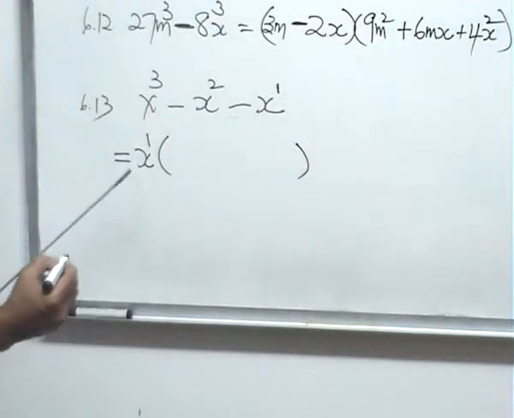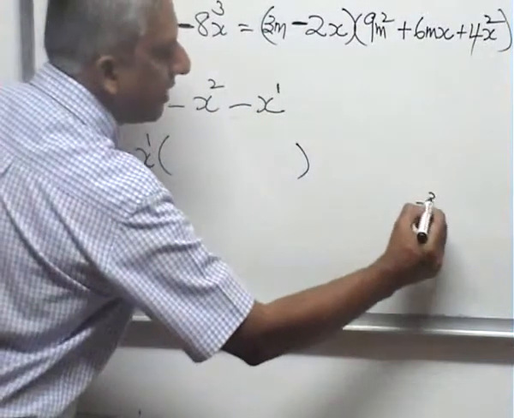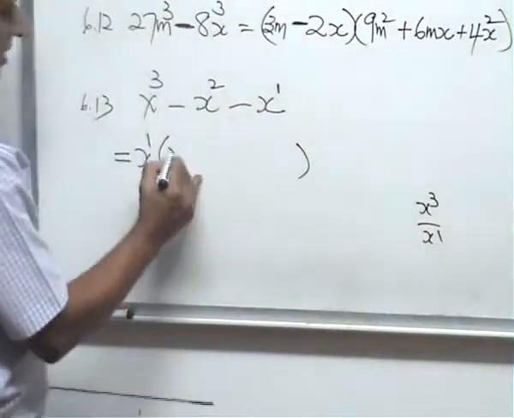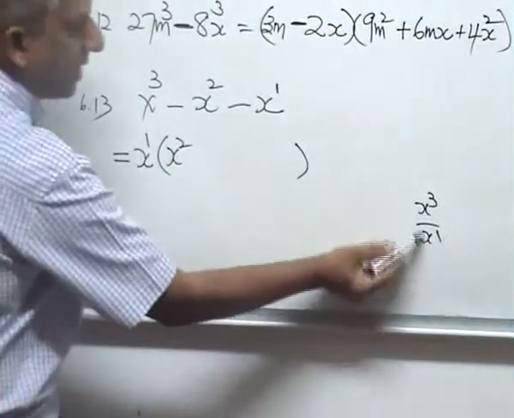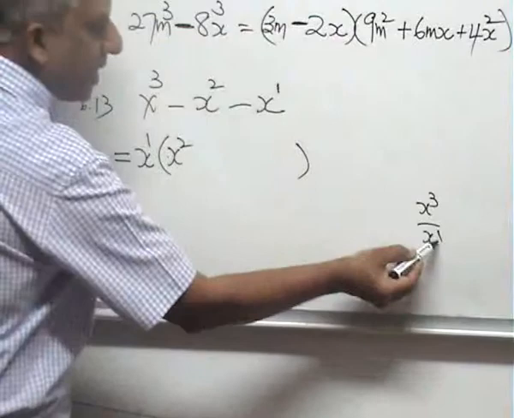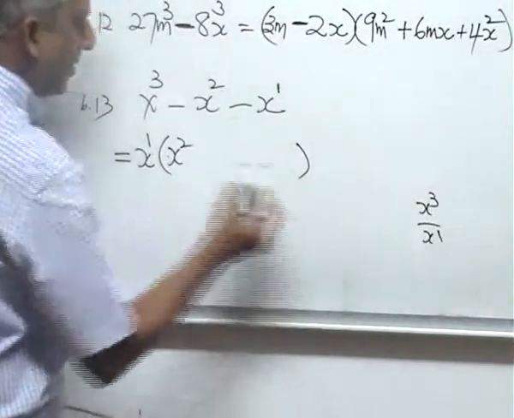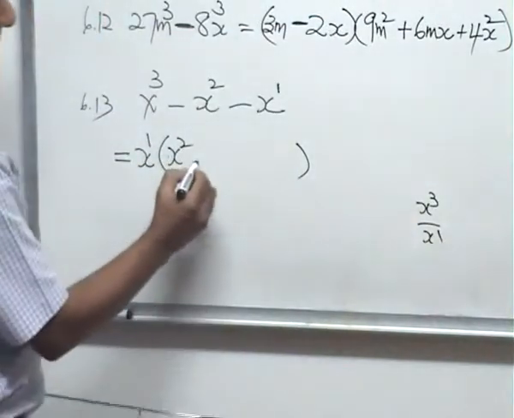Divide x cubed by x to the 1. See, you're dividing x cubed by x to the 1. You're left with x squared. See, write down the common base, subtract the indices. 3 minus 1 gives you 2.